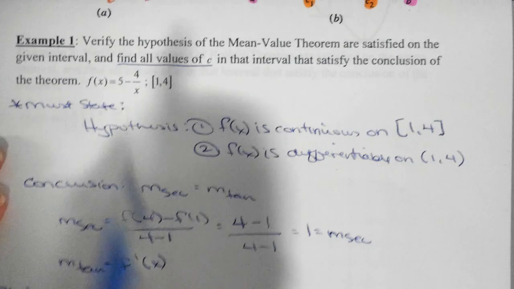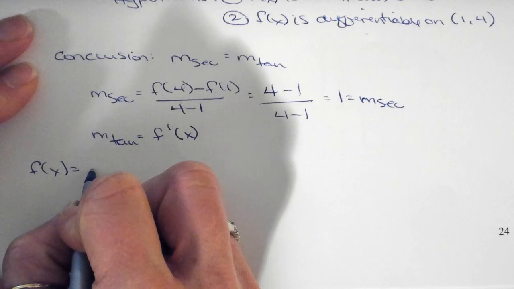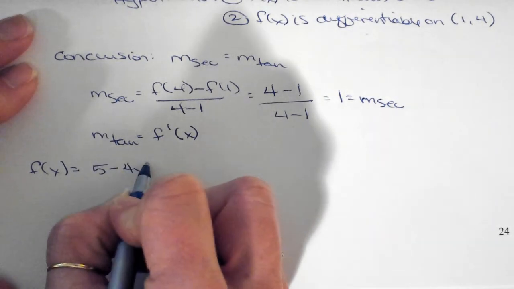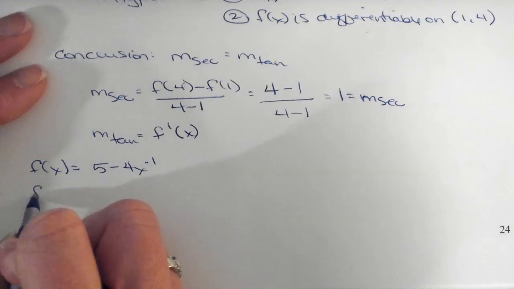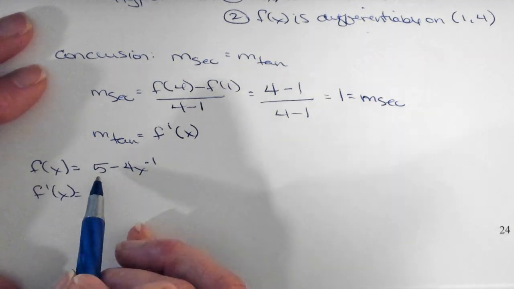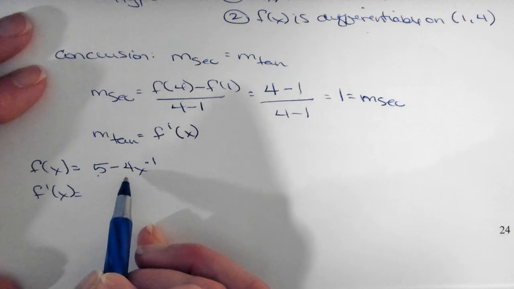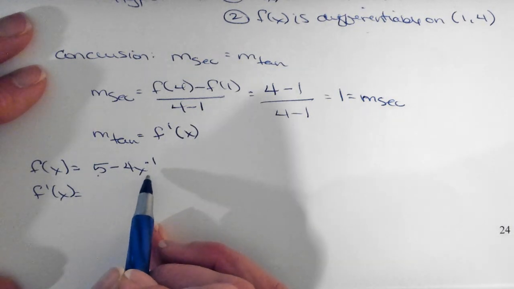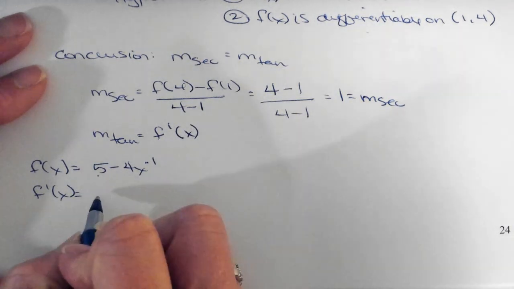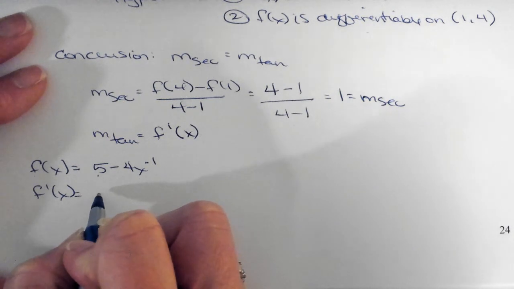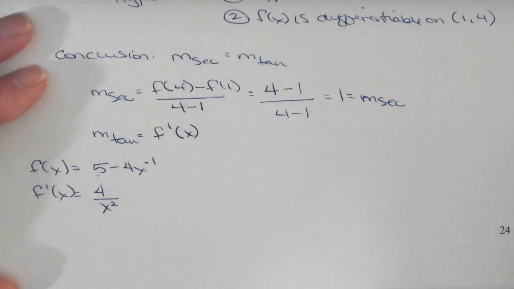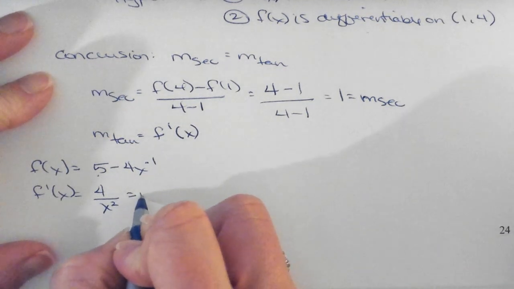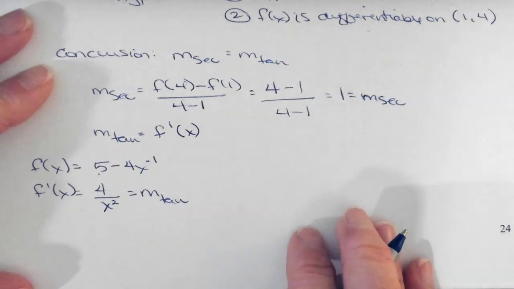So I want to rewrite this in friendly form. So this is 5 minus 4x to the negative first. That's just the function, that's not the derivative. So now f prime of x is equal to, what's the derivative of 5? 0. What's the derivative of negative 4x to the negative first? Take it slow. 4x to the negative second, so can I write it as 4 over x squared? Okay. So what we're saying is this is how we would find the slope of the tangent line, agree?